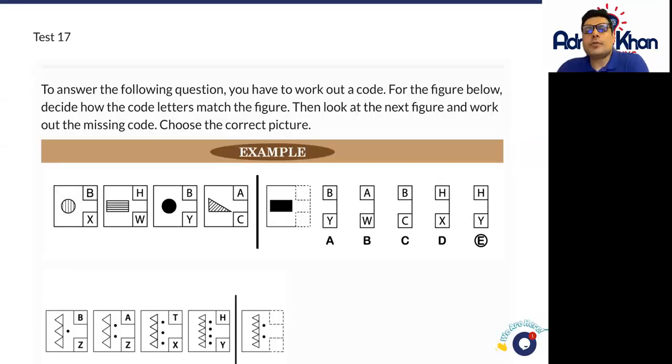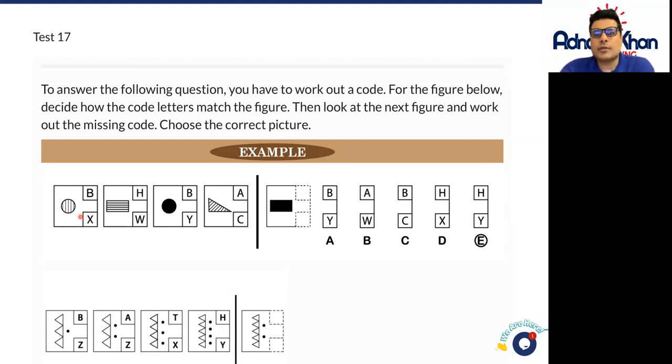Welcome to Nonverbal Reasoning Test 17. To answer the following question, you have to work out a code. For the figure below, decide how the code letters match the figure. Then look at the next figure and work out the missing code, and then choose the correct option. So let's have a look at this example question first of all in front of us.